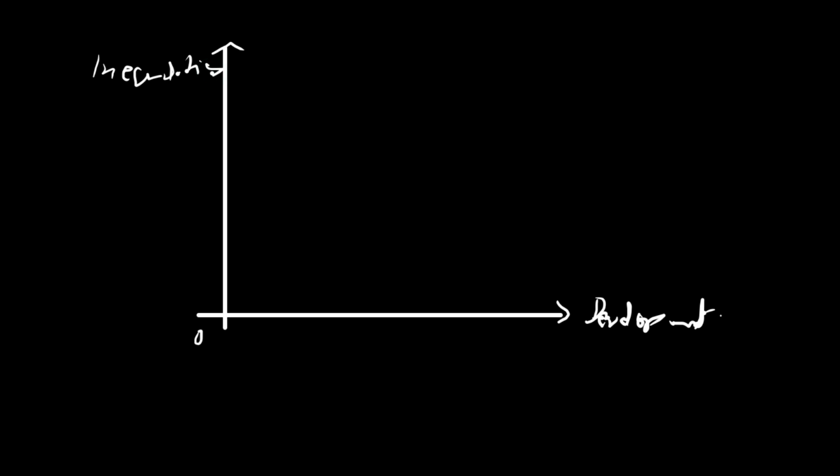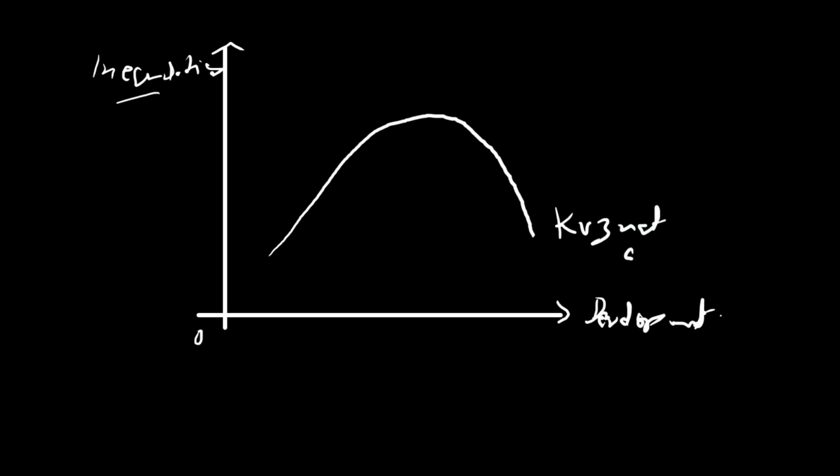Right? So let me show you the Kuznets curve. Kuznets curve is the graph that shows inequalities initially increase when countries start developing, and eventually disparities or inequalities or Gini coefficient start decreasing. So this is known as Kuznets curve. Kuznets was an economist who suggested that when countries start developing, initially inequalities increase.